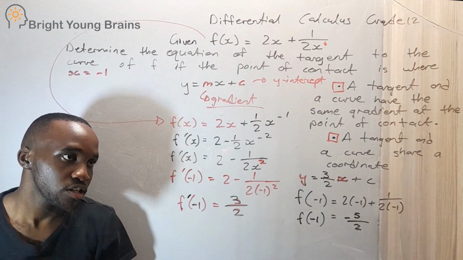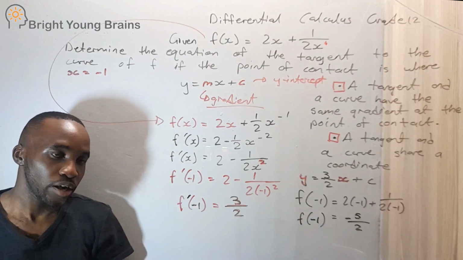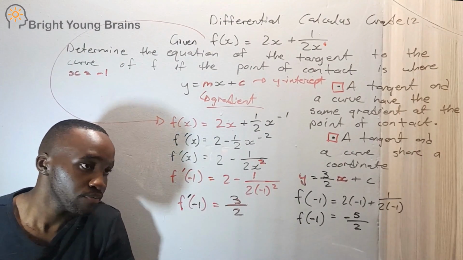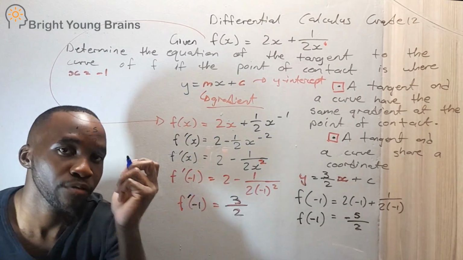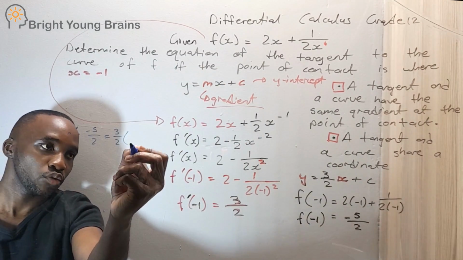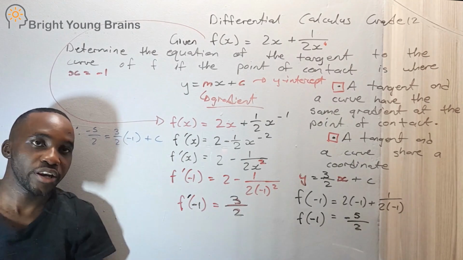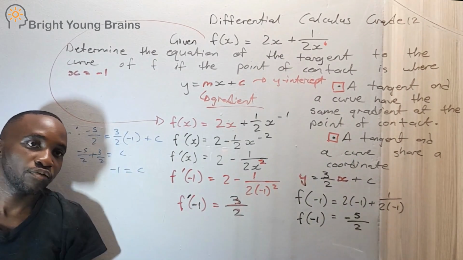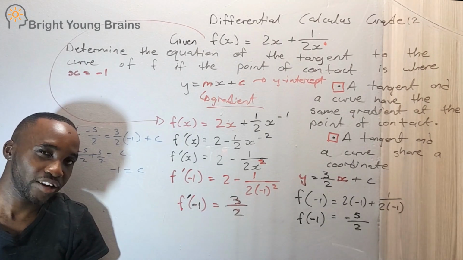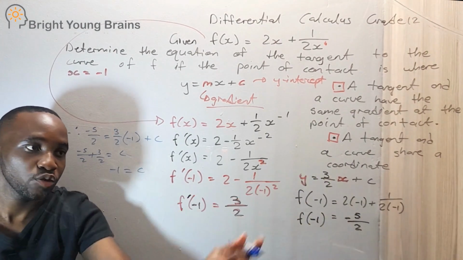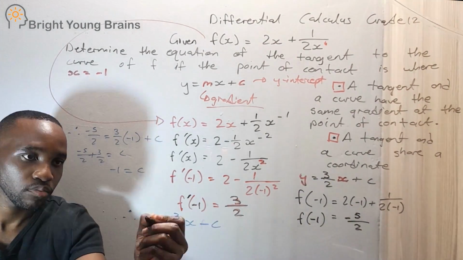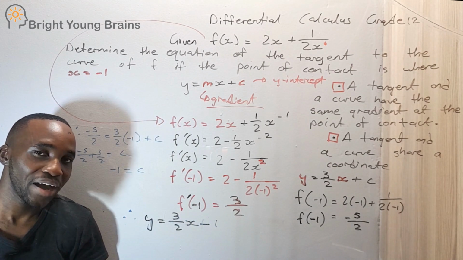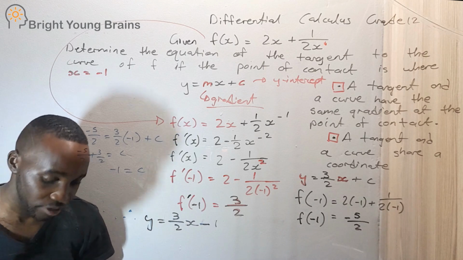So we have a coordinate which we can throw into our equation there. Where y is, we can throw -5/2. Where x is, we can throw a -1. Simplifying this, your value for c is just going to be -1, meaning that your full equation is y is equal to 3/2x minus 1. That's going to be your final answer.